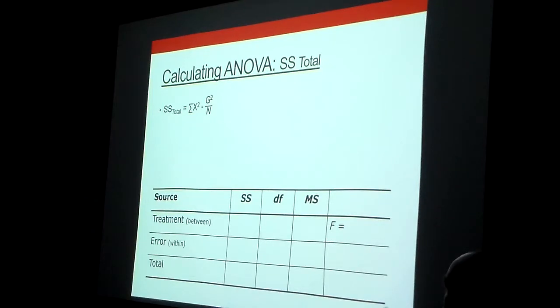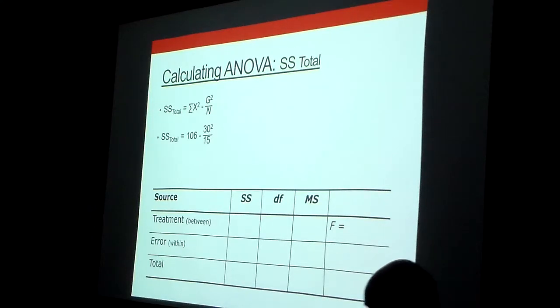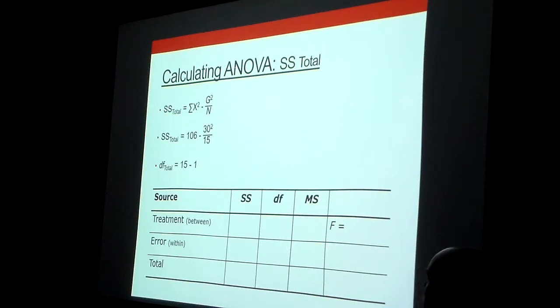Okay. So here in our table, we've got our sum of squares total equals, we'll use our computational formula here, the sum of our squared x's minus our grand total squared over n. Take a look at your handout here, you can see we've got 106 minus 30 squared over 15. Degrees of freedom, 15 minus 1. Okay. And so we get, for our sum of squares total, 46 with 14 degrees of freedom.